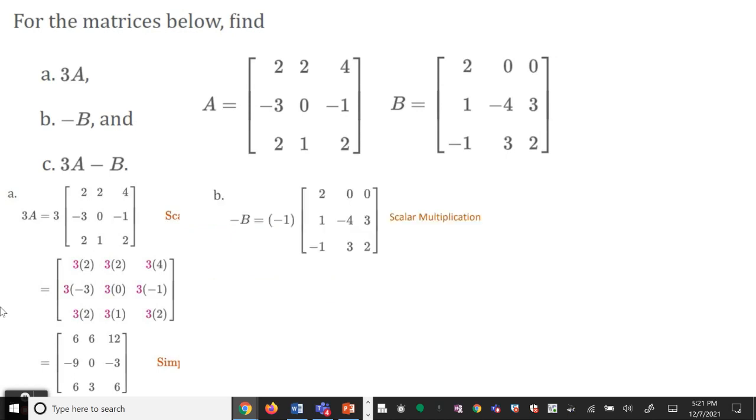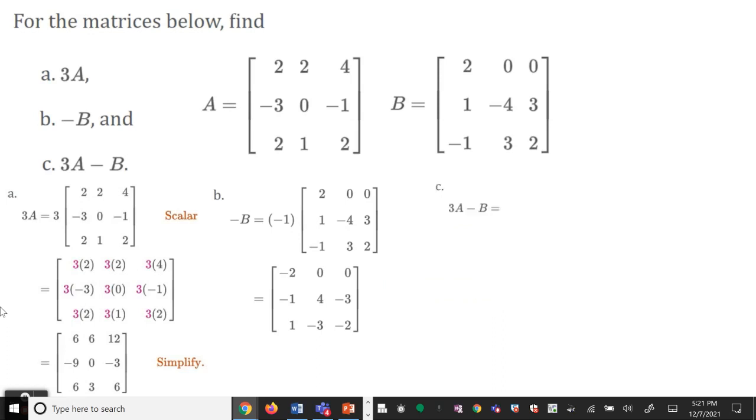And then for the second one, negative b. Well, negative b is the same as saying we're multiplying by negative 1. And so we're going to multiply negative 1 to everything in the matrix. And so we end up with negative 2, 0, 0, negative 1, positive 4, negative 3, positive 1, negative 3, and negative 2. Any questions on those two?